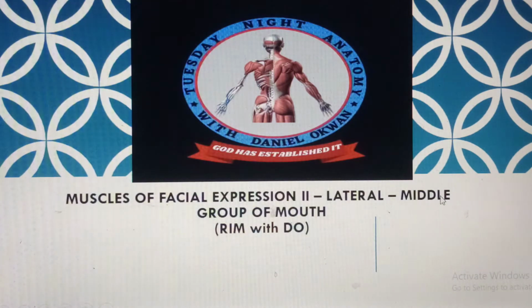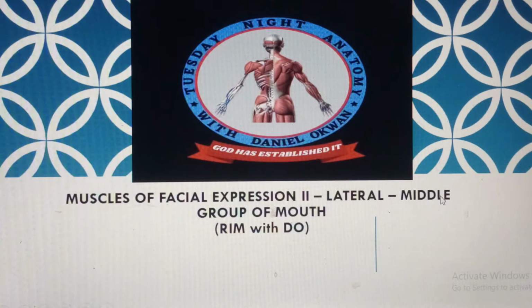Today's section, we continue our journey looking at muscles of facial expression. This is the second part, and these muscles are the lateral group, or the middle group, which are going to work on the mouth. Remember that these muscles will be supplied by branches of the facial nerve, mainly the buccal branch. But remember that some of them may be supplied by the zygomatic branch of the facial nerve, talking about zygomaticus major and minor.